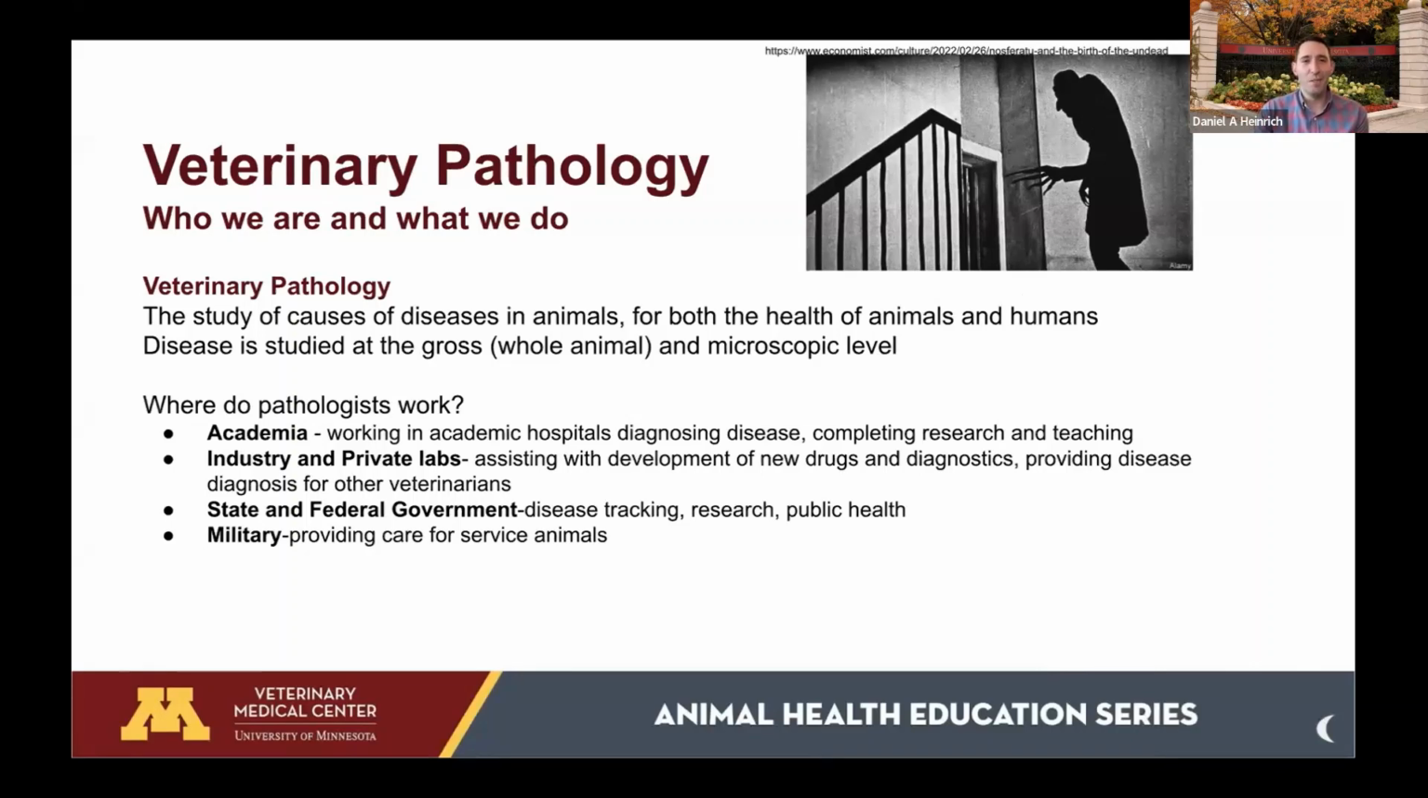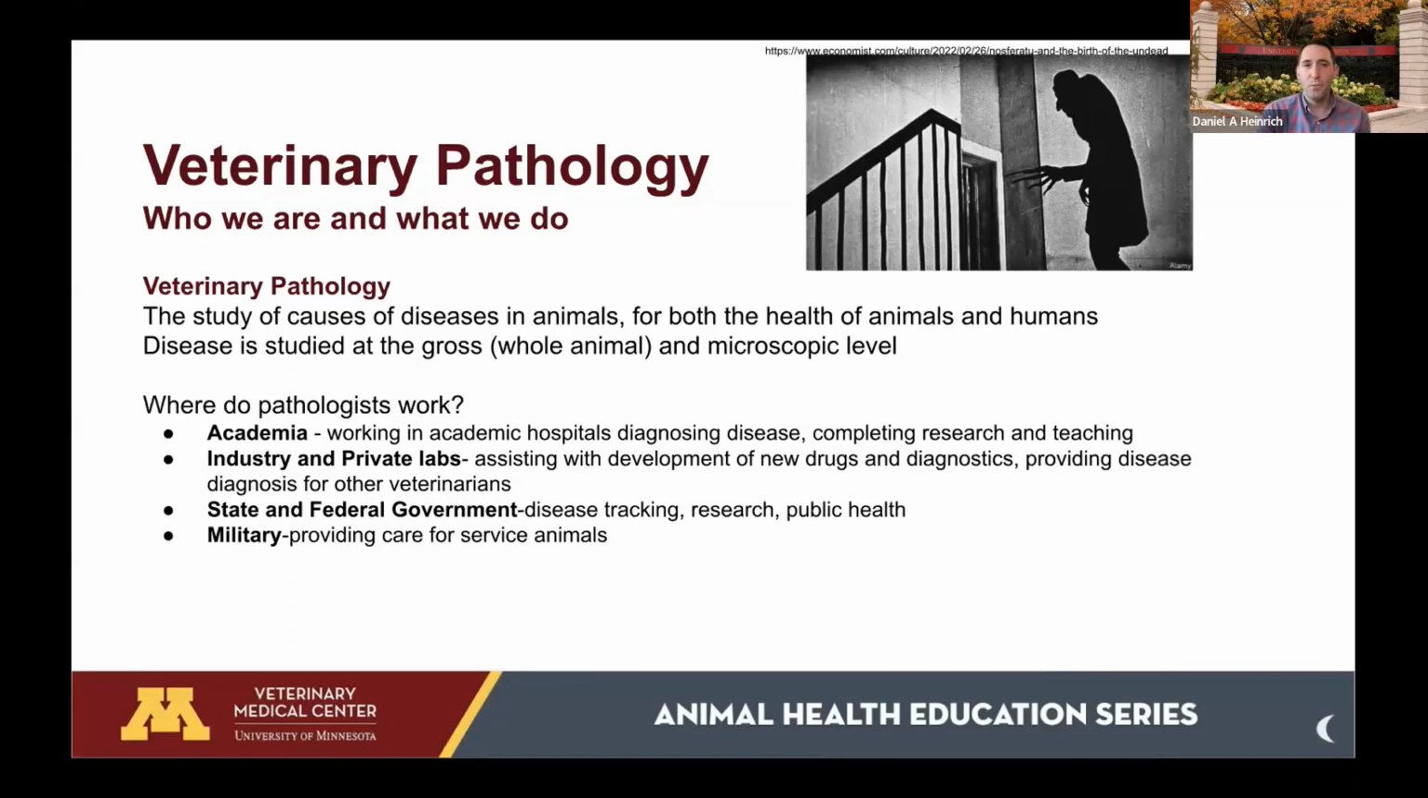And so again, that's the goal of this presentation. So what is pathology? It's the study of causes of disease in animals. And we do this for both the health of animals and humans. It's called translational medicine when we are applying animal health to help with human health. We study disease at the gross level, which is looking at the animal in its entirety, but also at the microscopic level, at individual cells, and also at cell signaling pathways within the body, even at a submicroscopic level.